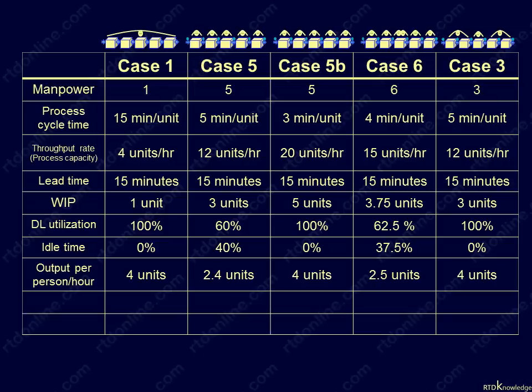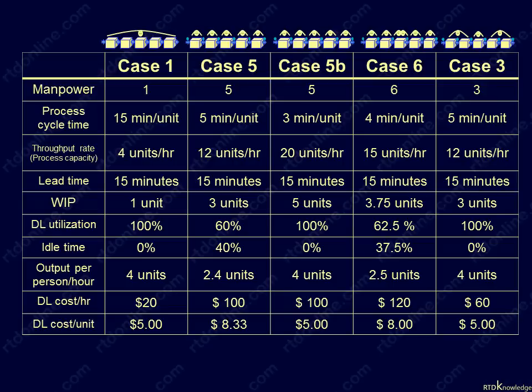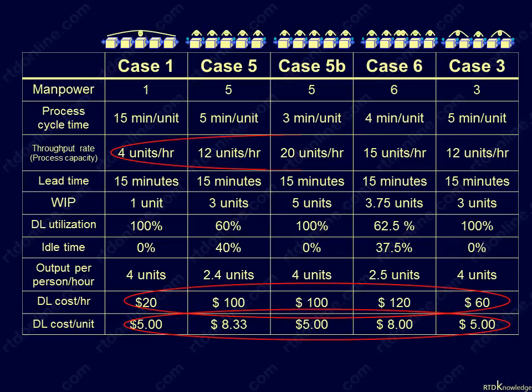Output per person per hour, a useful measure of productivity, which we get by dividing the throughput rate by the manpower. Direct labor cost per hour. This is the hourly labor rate times the manpower. Here we assume the hourly rate is $20 per hour per person. And finally, the bottom line of process improvement, the direct labor cost per unit, which we get by dividing the direct labor cost per hour by the throughput rate.